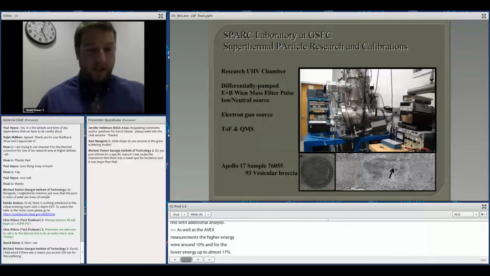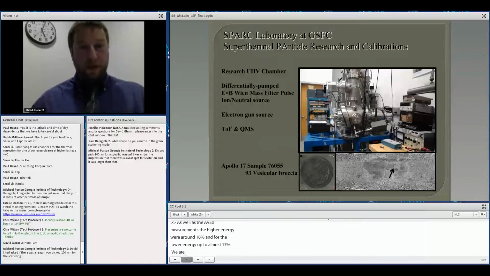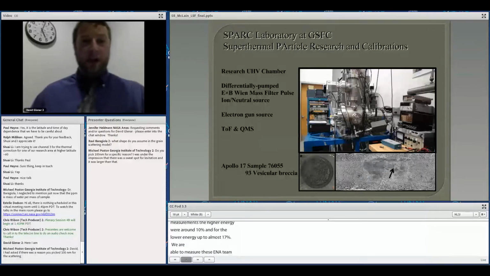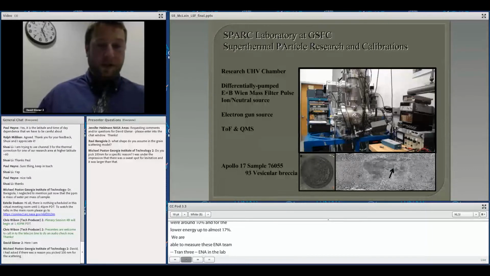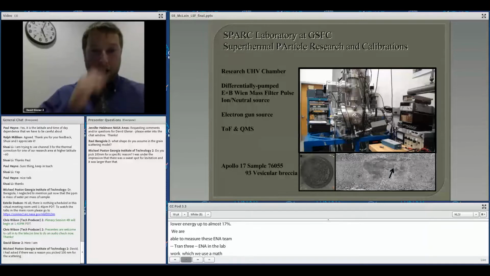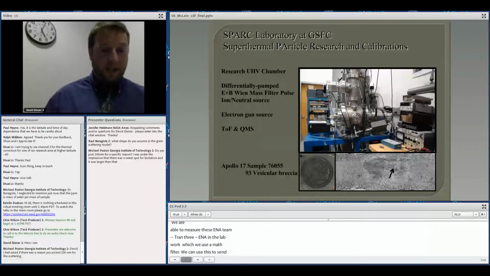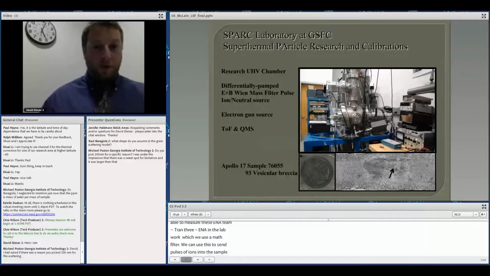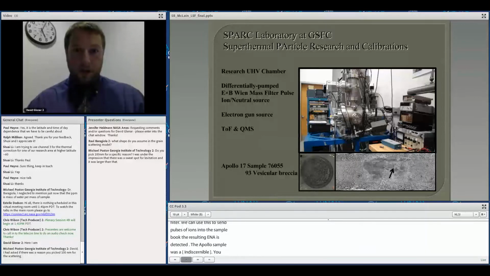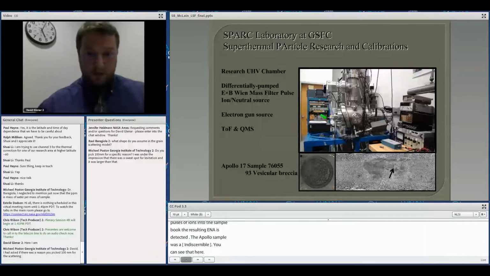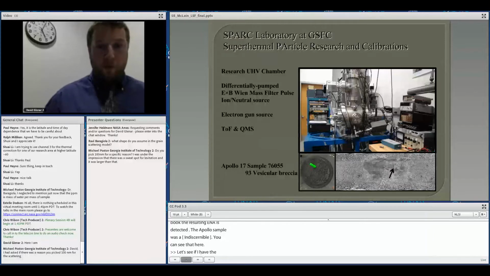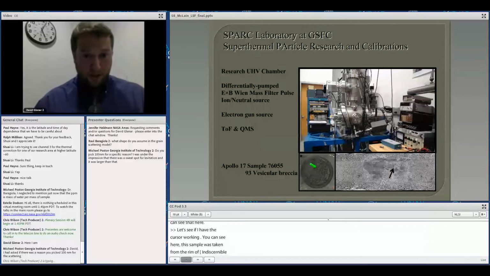We're able to measure these ENAs in our lab via a UHV chamber, in which we use a differentially pumped mass filter ion source, and we can use this to send pulses of ions onto the sample, and the resulting ENAs are then detected via time of flight. Our Apollo sample was a vesicular breccia, and you can see it here. This sample was taken from the rim of Mare Serenitatis, and thanks to a few brave men during an Apollo mission, was brought back for us to analyze.